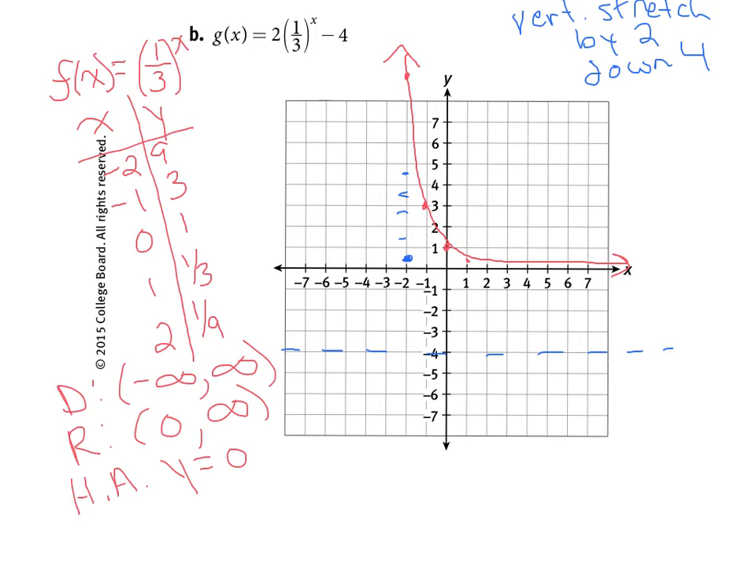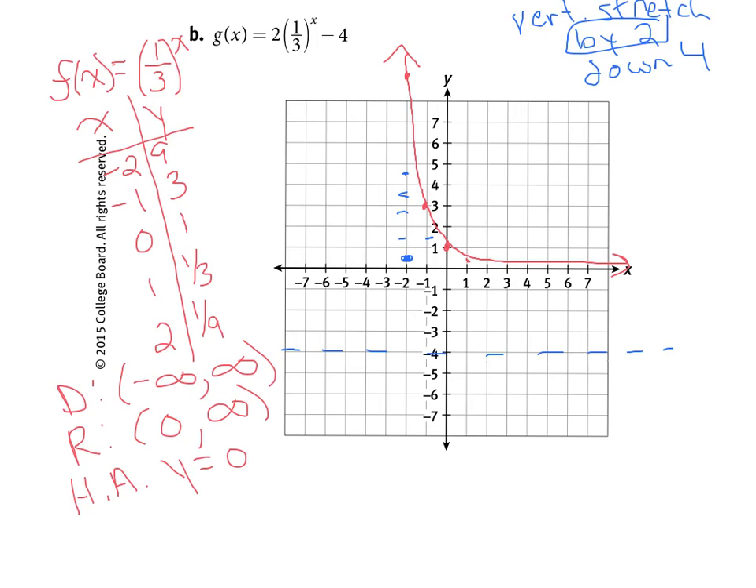And you're welcome to use your calculator to make your table. I'm doing this by hand. Half of 3 would be 1.5. Oh, what did I do, a half? It should have been doubled. So this would have been 18 and then down 4, which wouldn't have been there.